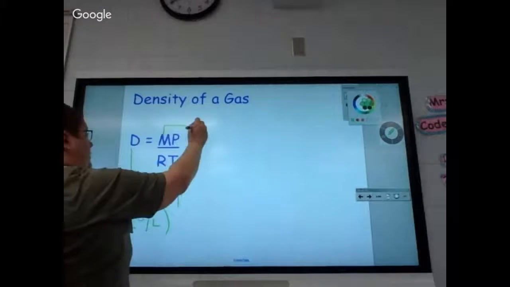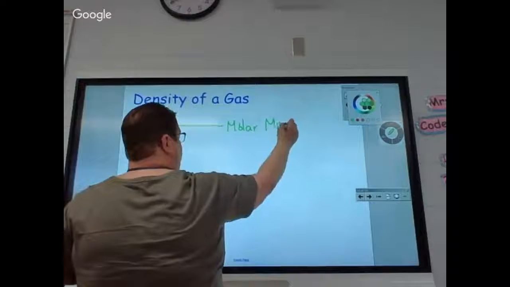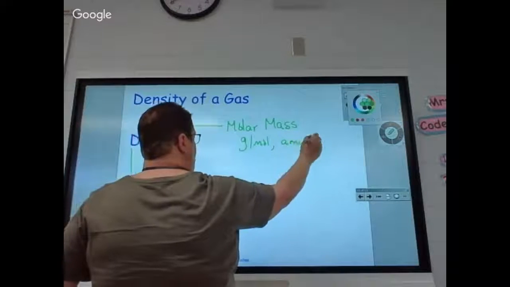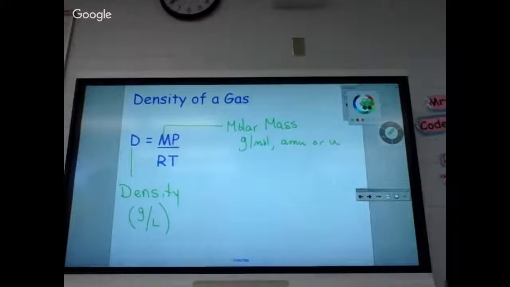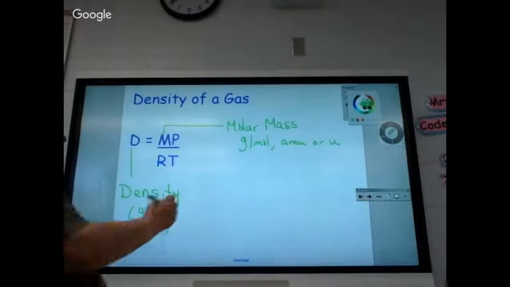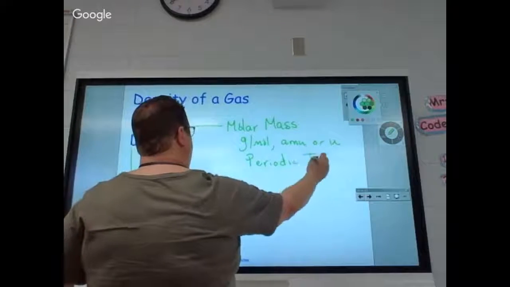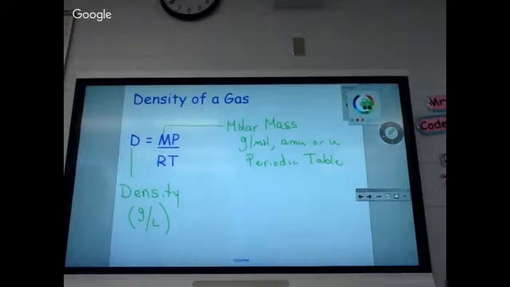This M stands for molar mass, which again will be grams per mole, AMU, or U. You can use any of those units. Any of them are fine. Now, where did I already say we were going to get that number from? Periodic table. So if they want you to find a density, they have to give you the element or the compound. Now, because we're using R, pressure and temperature have to be in atmospheres and kelvins.